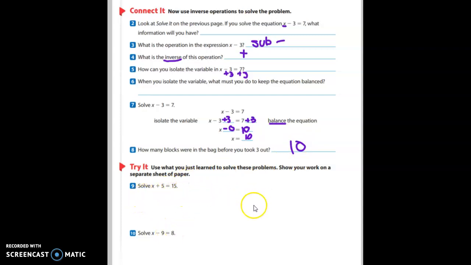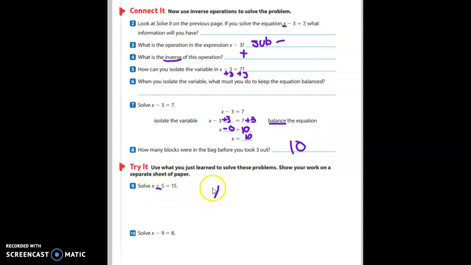I'm going to suggest that you guys write down these two problems and try and solve them by yourselves before you watch how to do it, just to see if you're getting the hang of it. I'll give you a clue to start you off for number 9 though. What's the opposite of addition? Subtraction. So you're going to be subtracting 5 from both sides.